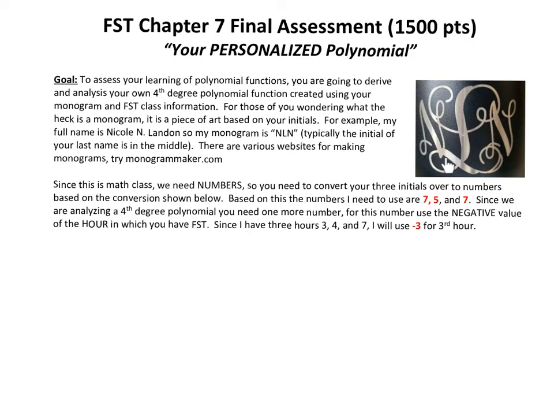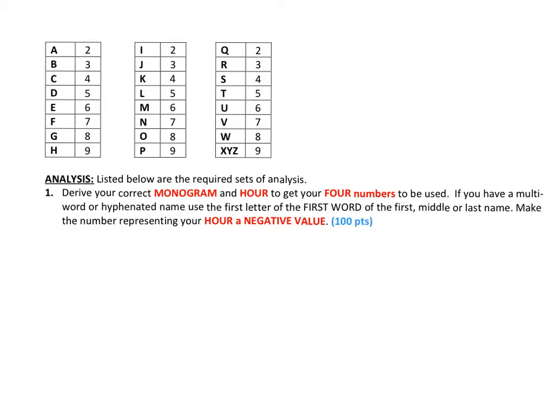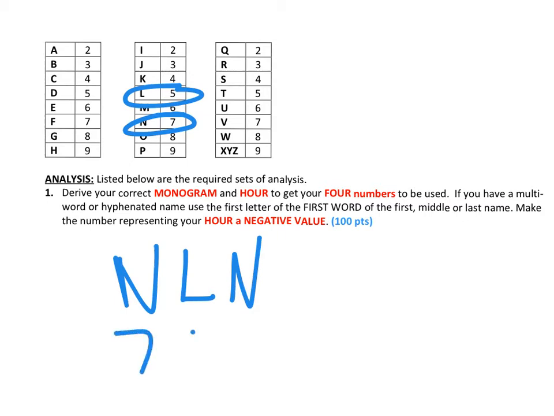Now, we want to analyze this as a polynomial, but we need numbers. So you're going to convert your monogram over to 3 different numbers, and then you're also going to use the section that you are in for FST. Let me show you what I would do. Using my particular initials, I am NLN for Nicole N. Landon. The letter N is going to be the number 7 and the letter L is 5. So I'm going to have a 7, 5, 7 combination for 3 of my numbers.